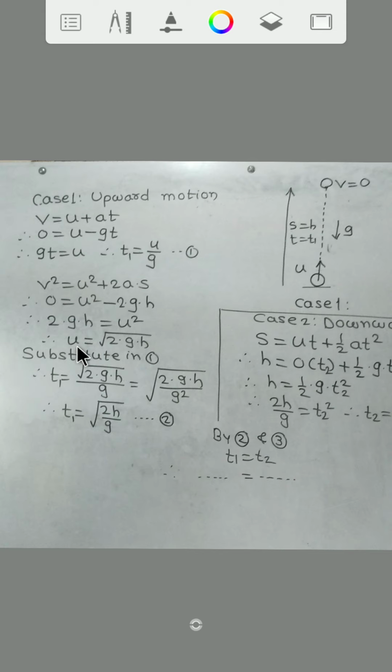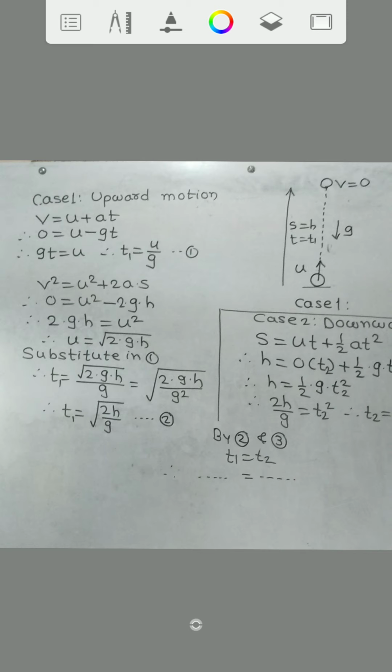Substitute this value of u in equation 1. So from the first equation we get t1 = √(2gh)/g. This g in the denominator can be written as the square root of g². Simplify, and you get t1 = √(2h/g), that is the time required to go up.